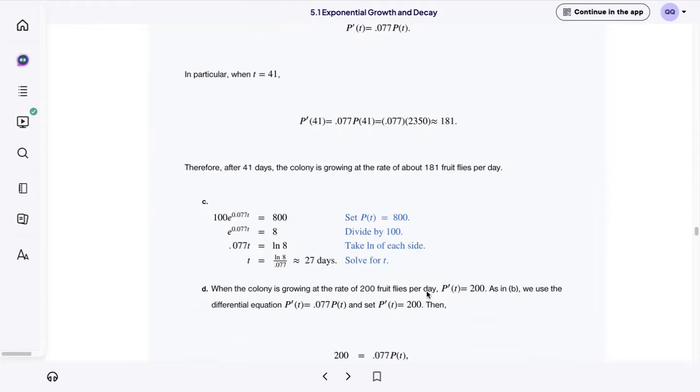Lastly, if it grows to 800, we have the function equal to 800. Well, what is the function? It's 100 times e raised to 0.077t. We divide by 100 on both sides. So we get e raised to 0.077t equals 8. We take a logarithm on both sides. So we get 0.077t equals ln 8. Then t equals ln 8 divided by 0.077. So about 27 days.